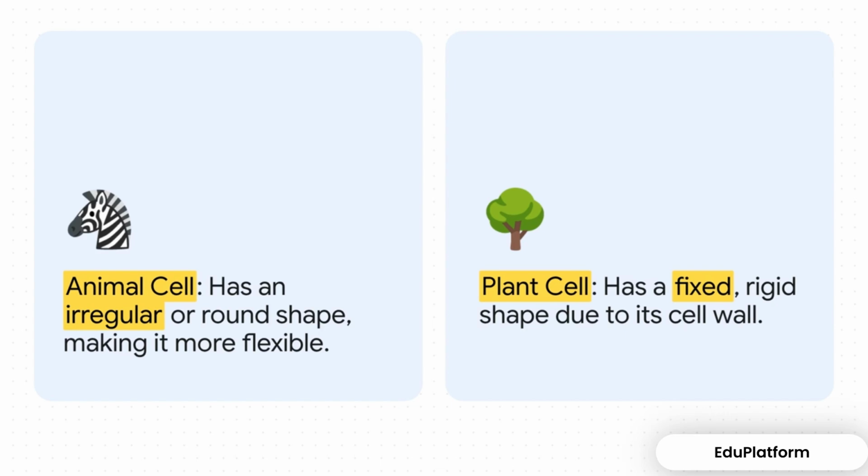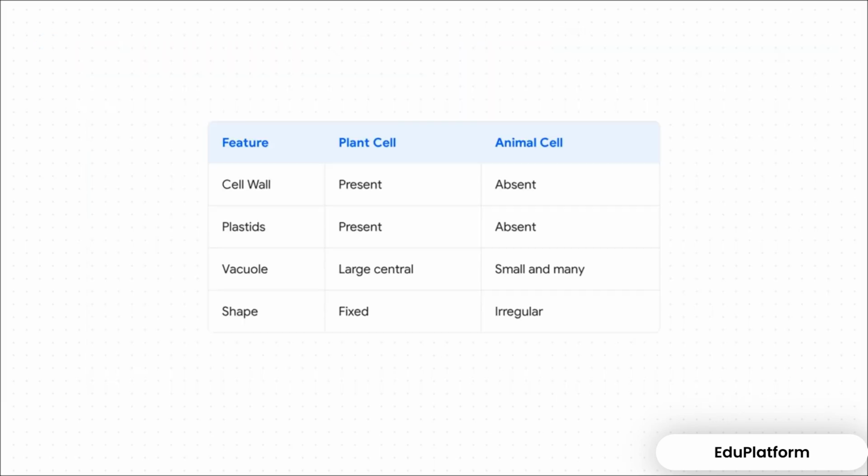An animal cell is kind of like a flexible, mobile city. It doesn't have that rigid wall, so it can change its shape. But a plant cell, it's a fortress. It's built for stability, all thanks to that big, rigid wall we talked about earlier. This chart here lays out the key differences really clearly.